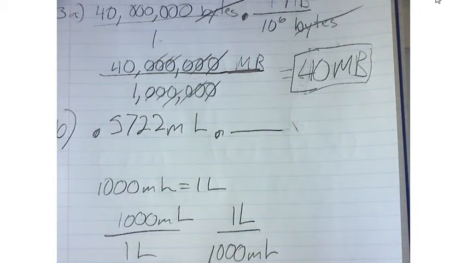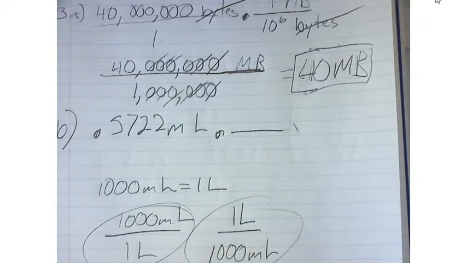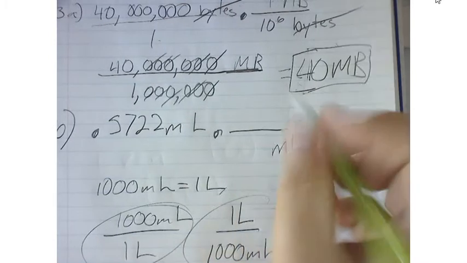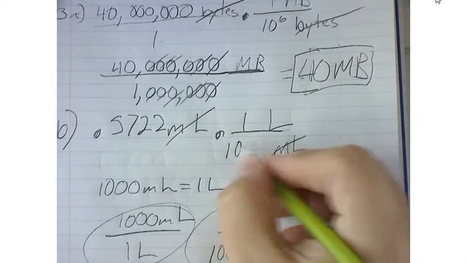Which one of these will I choose? Do I choose this one or this one? The first one. Choose the first one? Okay, why would we choose the second one? So it cancels. I want that milliliters to go on the bottom so they'll cancel. So that leaves me with 1 on the top.